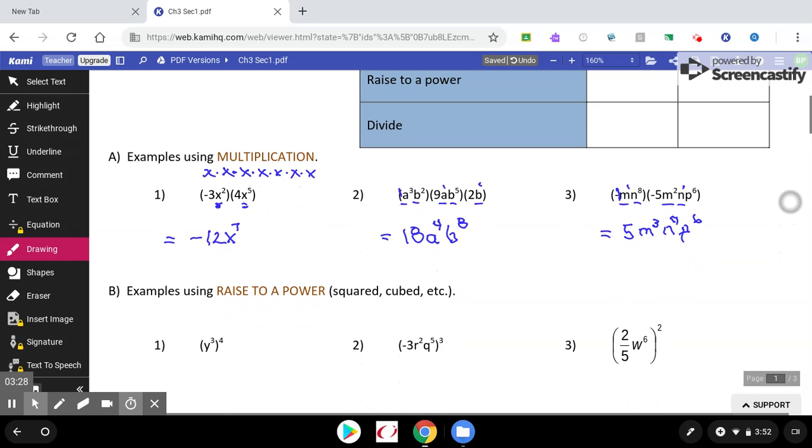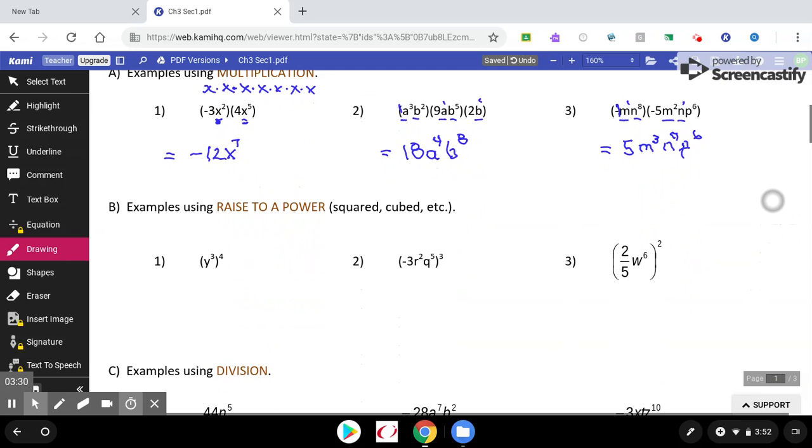So the second one, raised to a power. So for number 1, there's different ways of saying it, but you could say it's y to the third raised to the fourth power. So again, I'm going to do one proof for you, and I'm not going to do it again. y to the third, based on what we just did a minute ago, would mean that. And then I'm supposed to take that times itself 4 times.